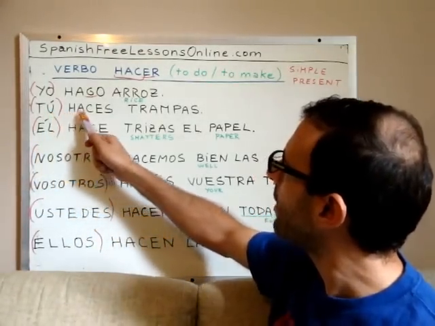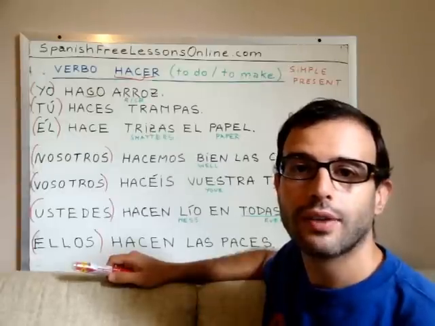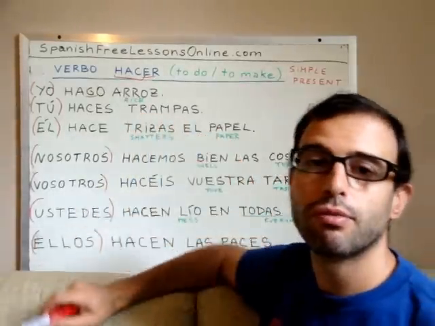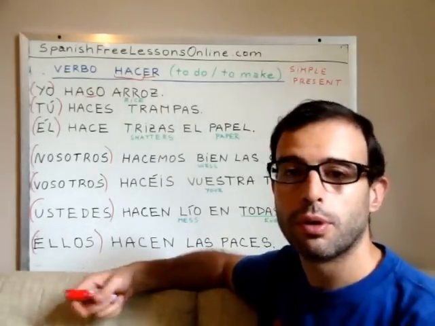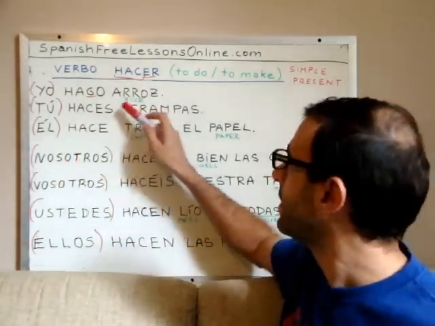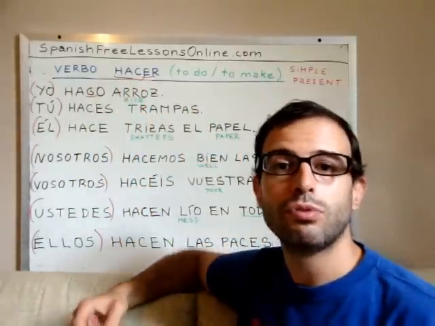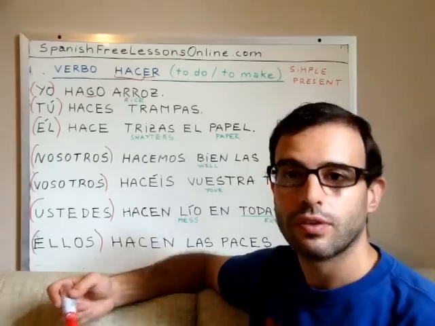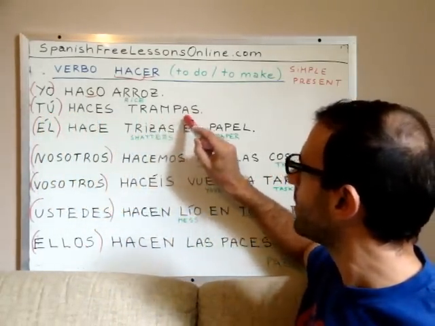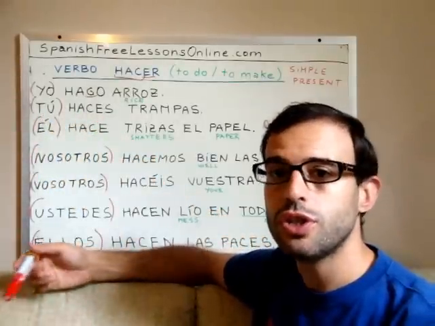Tú haces trampas. Trampas is a plural for trap, right? When we prepare a trap for somebody. But when we say to make trampas or hacer trampas, it means to cheat. So, tú haces trampas means you cheat or you are cheating.